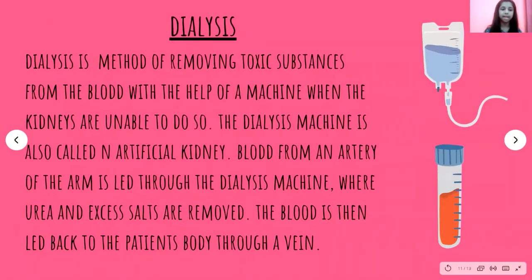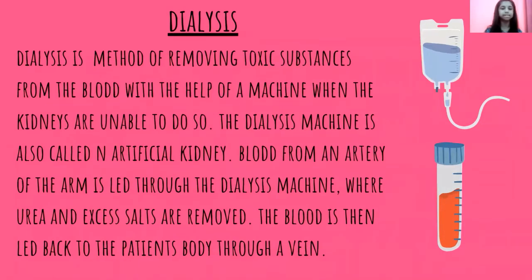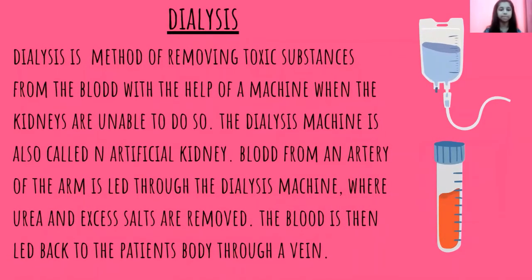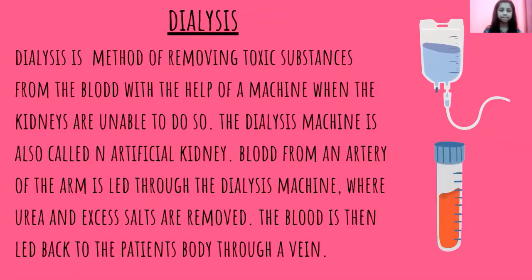Dialysis. Dialysis is a method of removing toxic substances from the blood with the help of a machine when the kidneys are unable to do so. The dialysis machine is also called an artificial kidney. Blood from an artery of the arm is led through the dialysis machine where the urea and excess salt are removed. The blood is then led back to the patient's body through a vein.